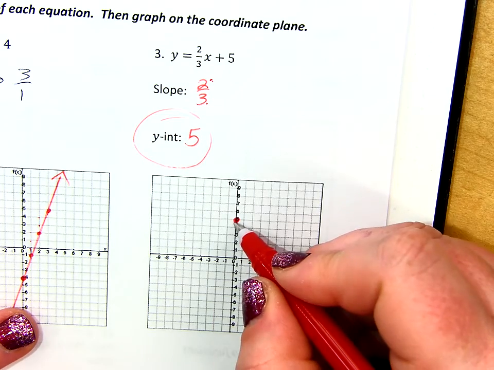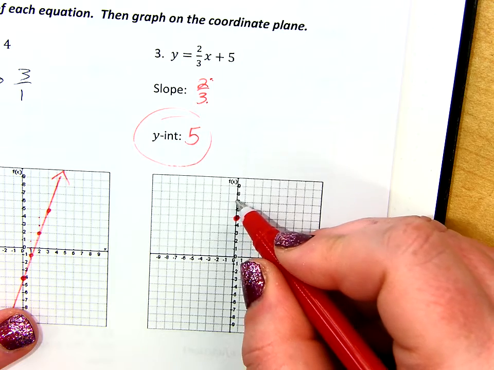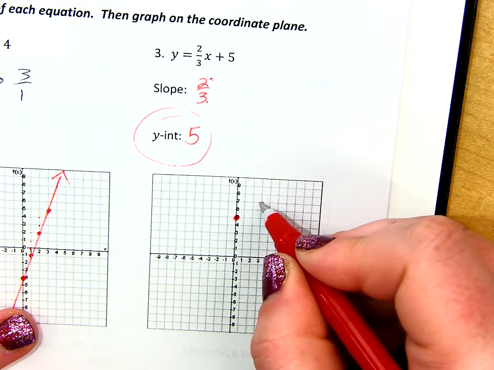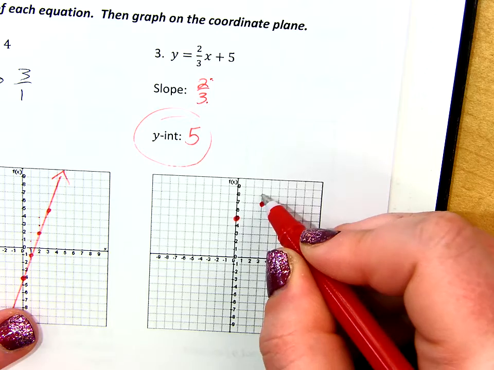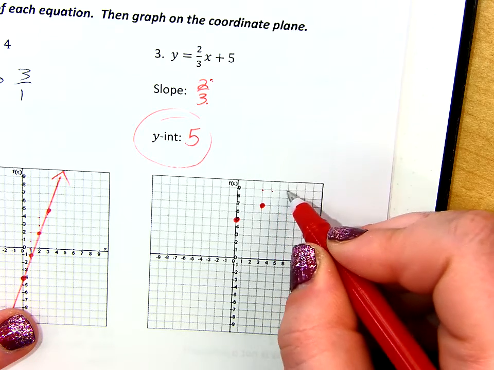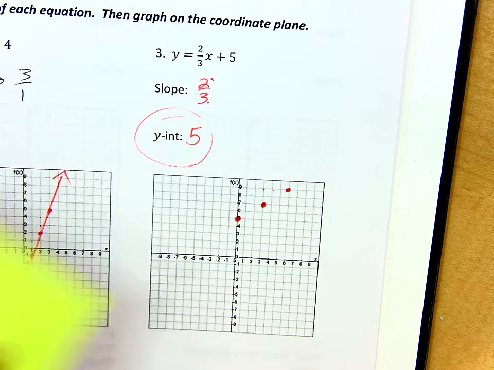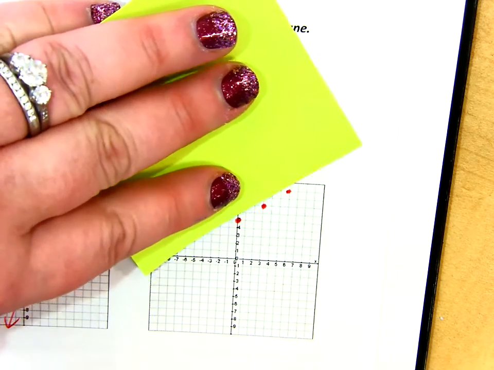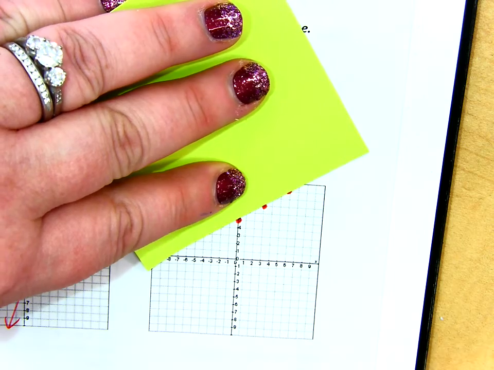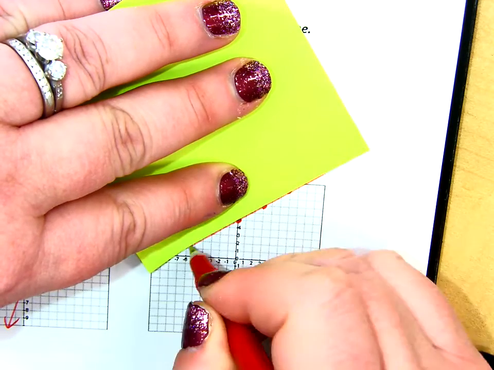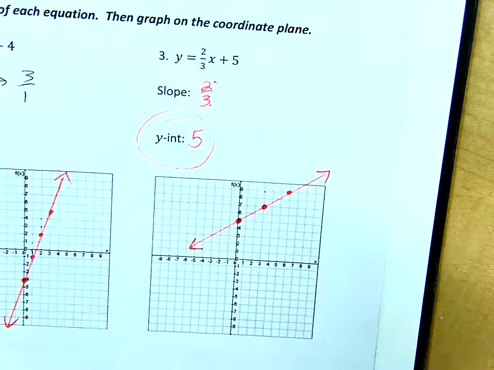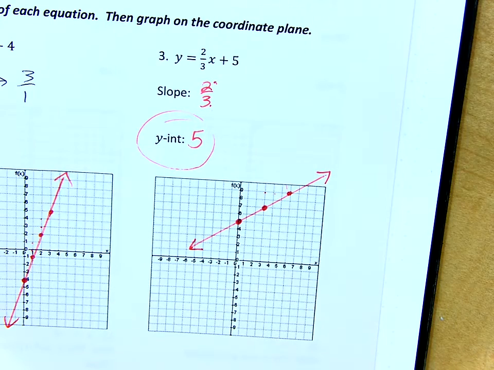So from my point, I'm going to go up 2, 1, 2, to the right 3. 1, 2, 3. You can do it again if you like. You can go up another 2, over another 3. Up to you. And I should be able to make this line. My slope was positive. It should be going up. It is. So that's cool.